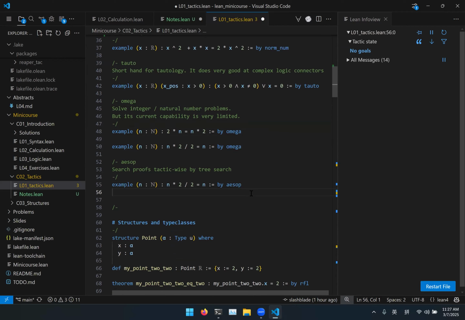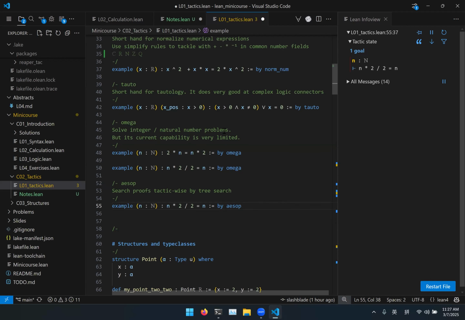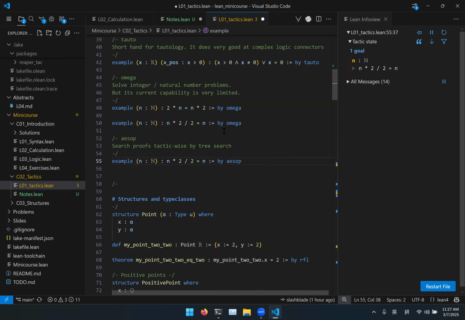Aesop tries all kinds of type-correct tactics and uses tree search to close the goal, because each time you apply a tactic, it changes the goal to a different state. If you imagine all the tactics as edges and all the proof states as nodes, finding a proof is just navigating a proof tree and finding a path from your initial declaration to no goals. So aesop does this automatically for you.